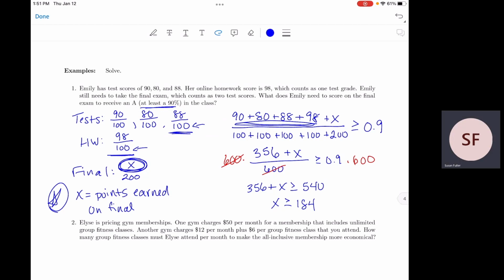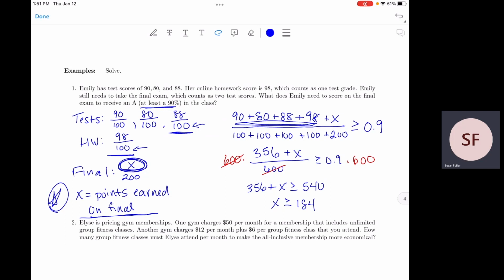So we need to make sure we answer the question. What does Emily need to score on the final to earn an A in the class? X, that's the number of points that she earns on the final. That has to be greater than or equal to 184.